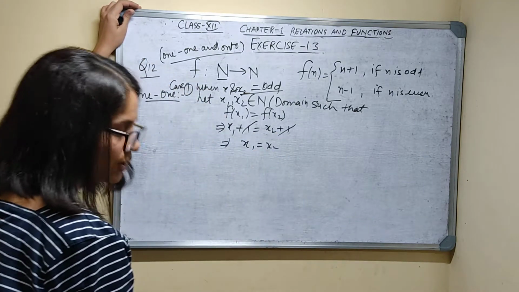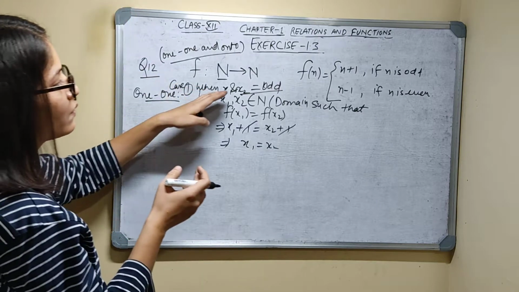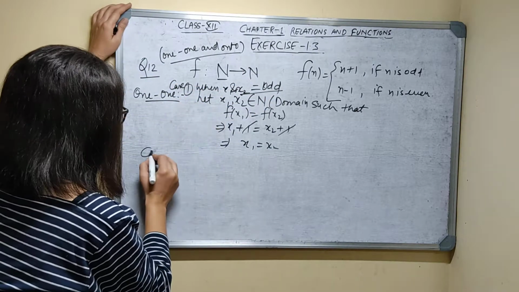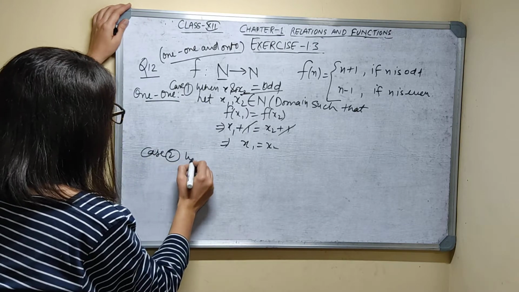x1 is equal to x2. Case number 1, when x1 and x2 both are odd. When both are odd, this is the condition. Case number 2, when both are even.